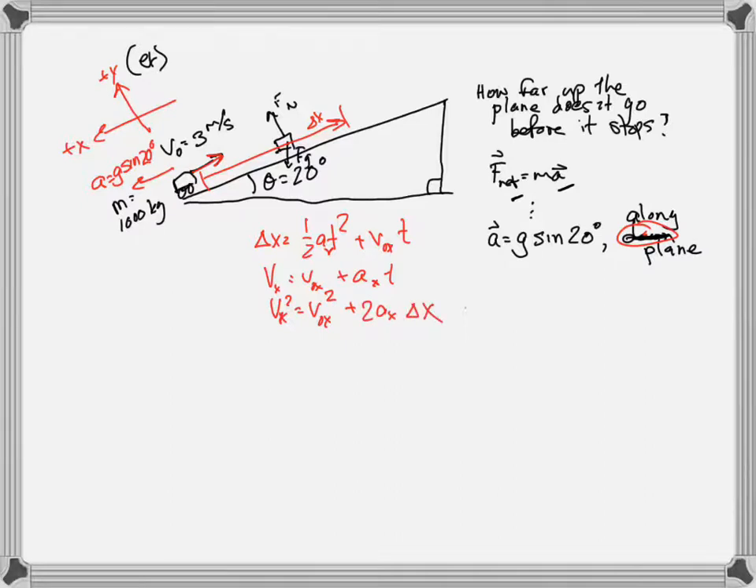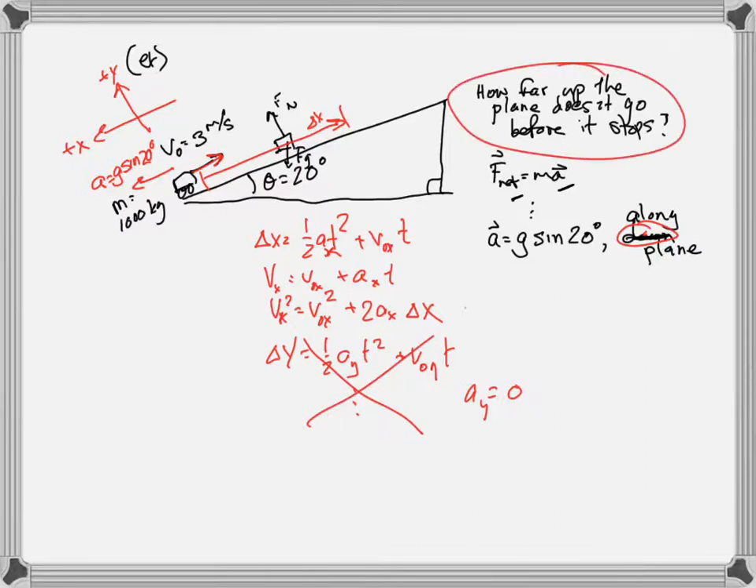We can write the three equations in the y direction. Delta y equals 1/2 a sub y t squared, plus v0yt, and so on, but a sub y is equal to 0. So these equations don't really matter. So how far up the plane does it go before it stops? Well, there's delta x right here and delta x right here.